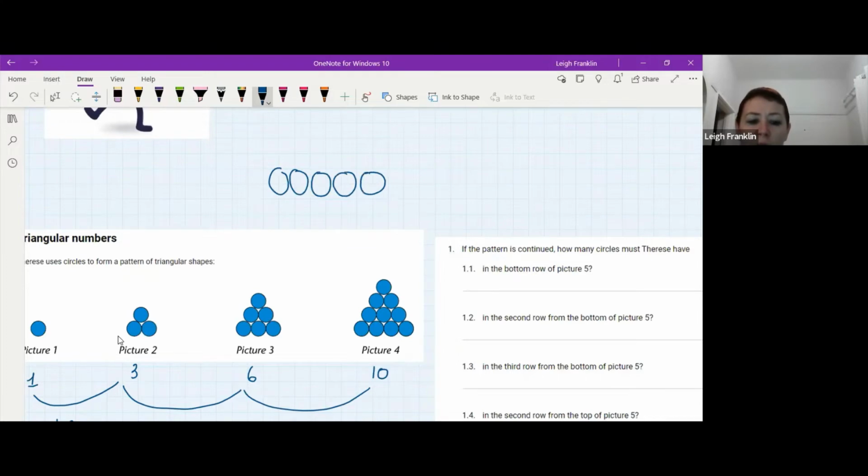Absolutely. And then when we look at the row above, it always has 1 less circle than the row below it. So if this picture has 5 circles in the bottom row, how many circles does it need to have in the second row? Exactly.